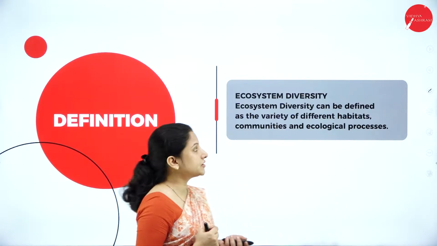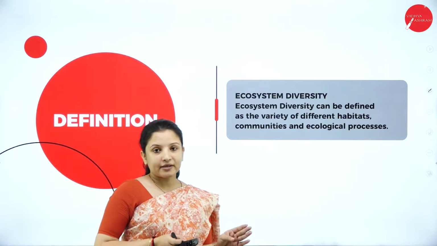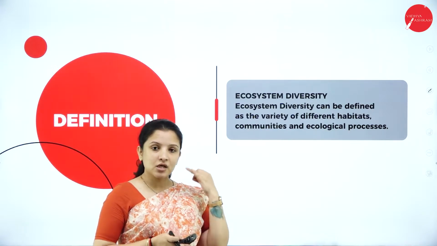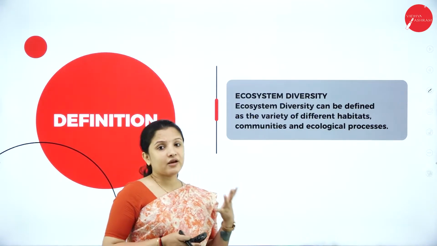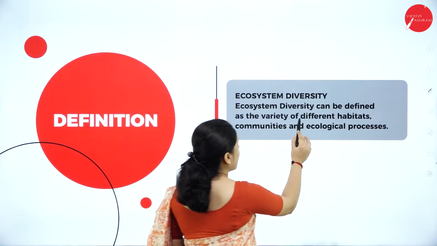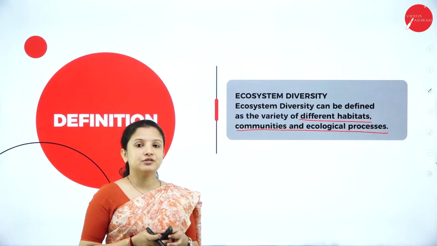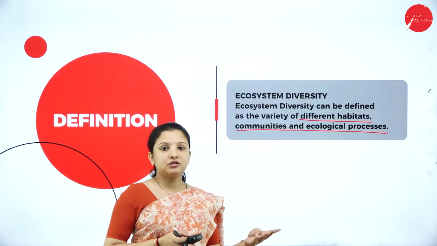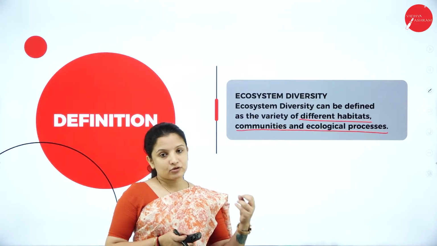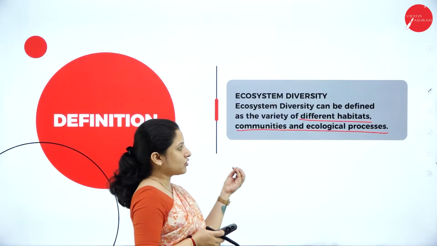Next, talking about ecosystem diversity. Ecosystem diversity means we have the aquatic ecosystem, the terrestrial ecosystem and the aerial ecosystem, that is the air. So here it is very, very vast, right? Ecosystem diversity can be defined as the variety of different habitats, communities and ecological processes. Again, in the terrestrial ecosystem we have the mountain ecosystem, we have the desert ecosystem. So what not, it is further divided.